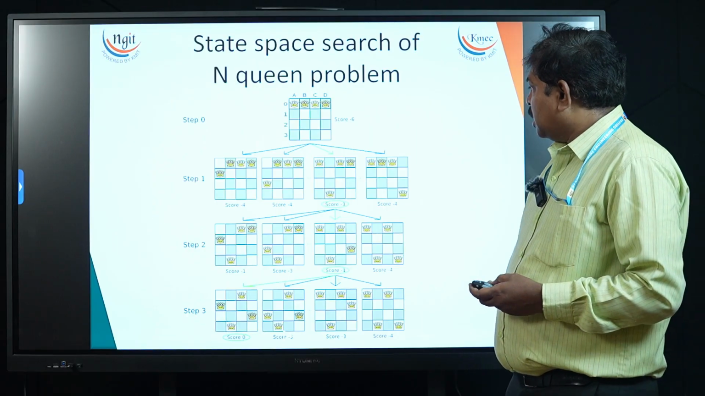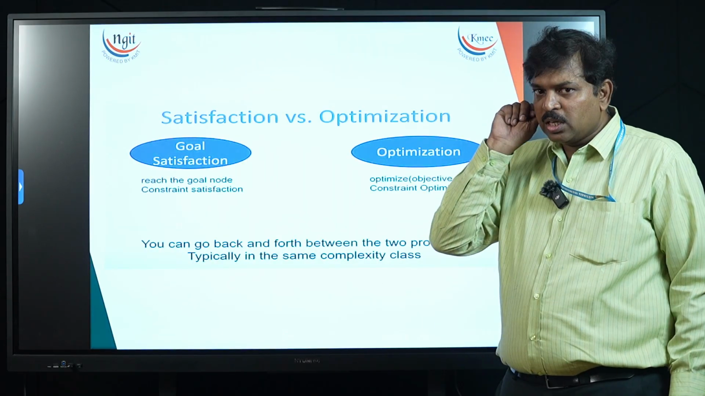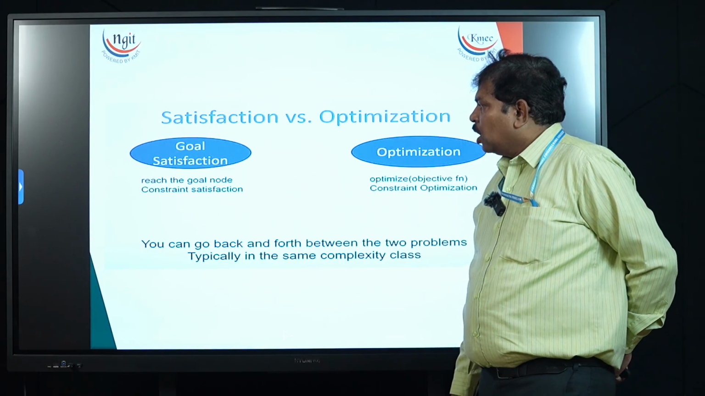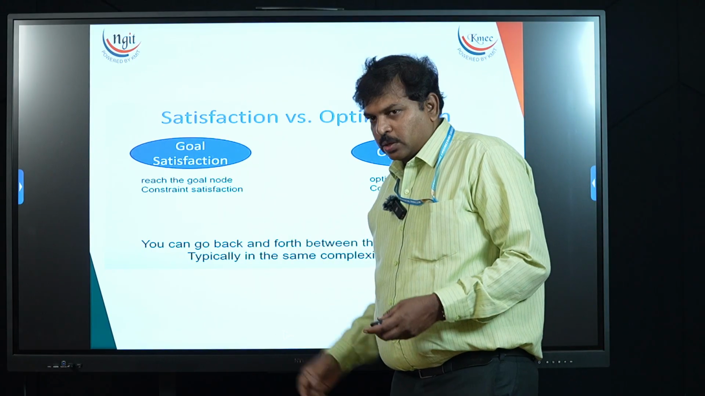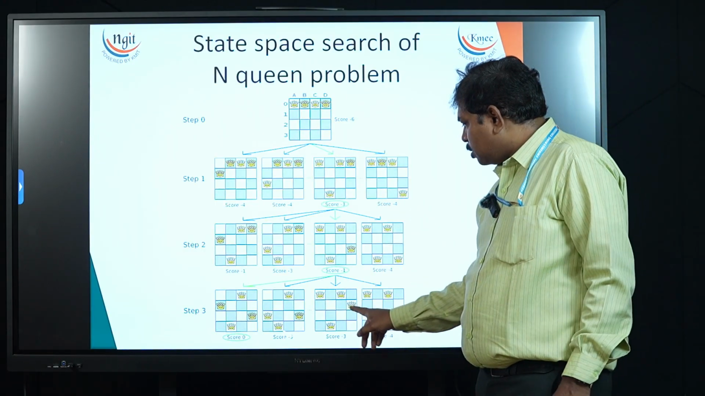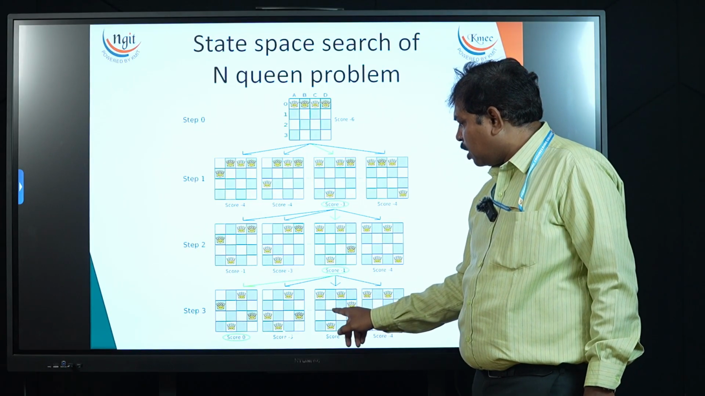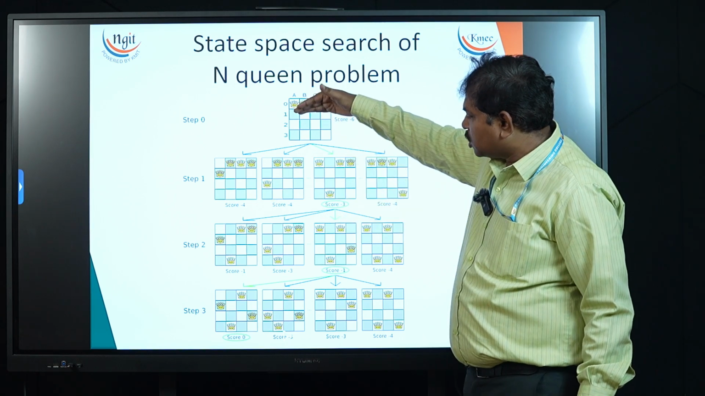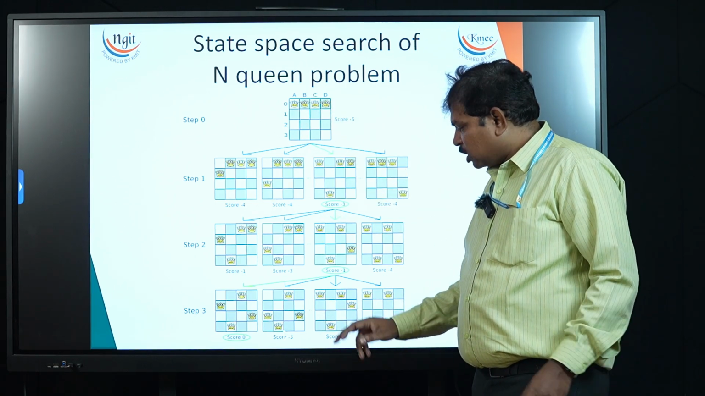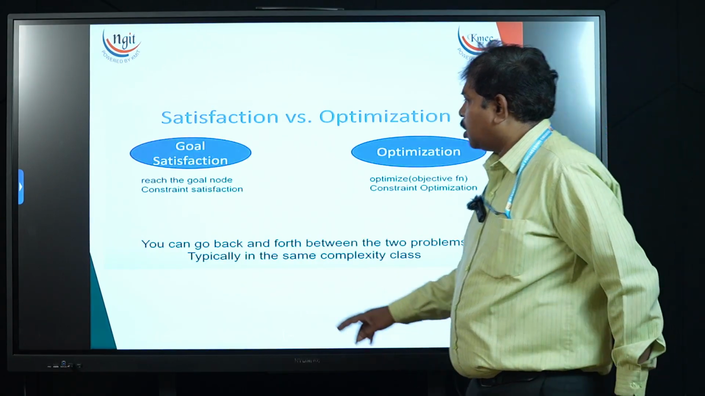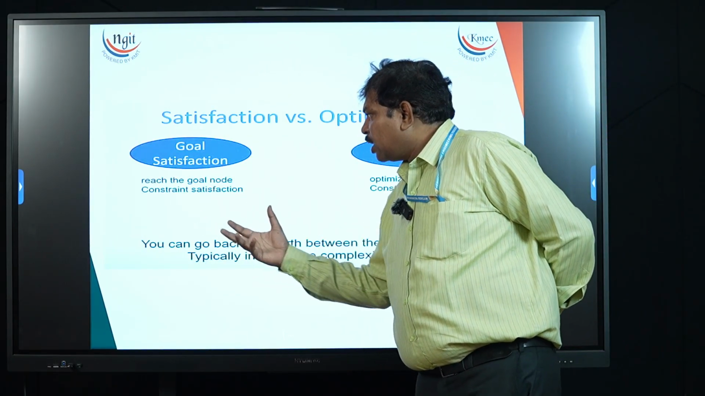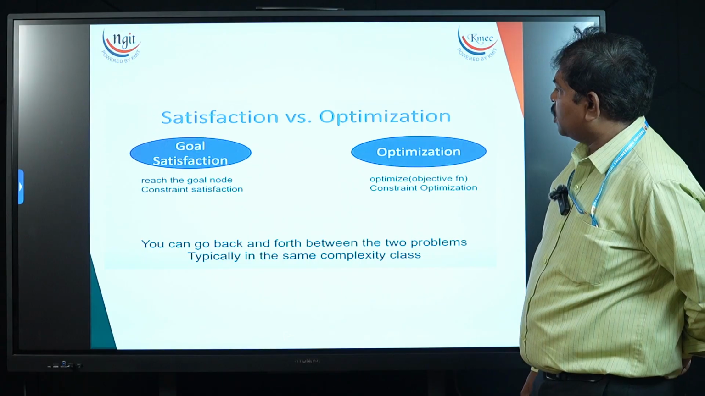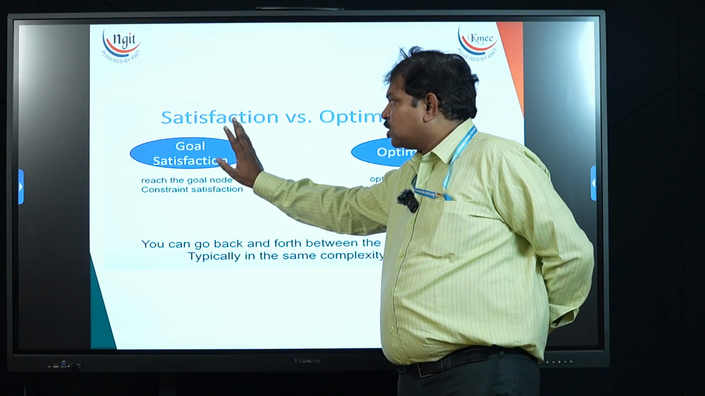That is why we have to talk about 2 things in local search algorithms: satisfaction versus optimization. Satisfaction means goal satisfaction. Here my goal is to find the state where no 2 queens are in the same row, column or diagonal. If I reach that state, no matter which path I followed from the starting state, we call it a satisfaction problem. What are the constraints? The rules of that game are constraints. By satisfying those constraints, if I reach the goal, that is a satisfaction problem.